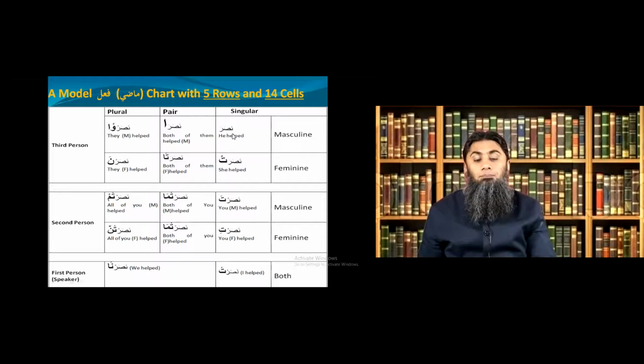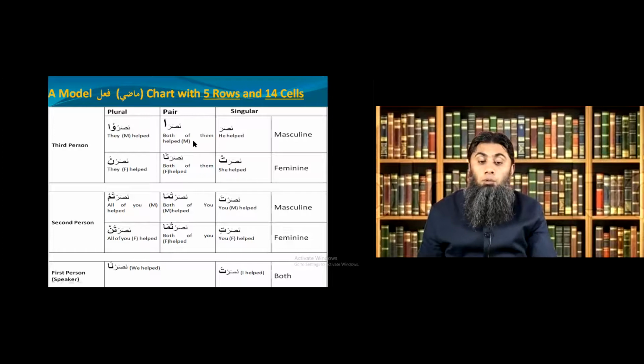So Nasara, he helped. Now, what if you want to change this doer? Because obviously in any action, it's not that he is always the doer. There could be some other doers. This is what we are learning in this chart. For example, if instead of he, there are 2 people who are helping and they are also in third person, then there will be some change towards the ending. What is the change? It was nasara, it will become nasara, a bit long with this alif, nasara.